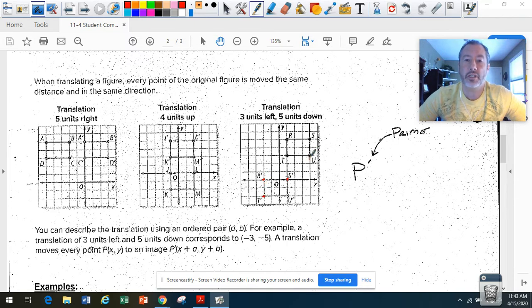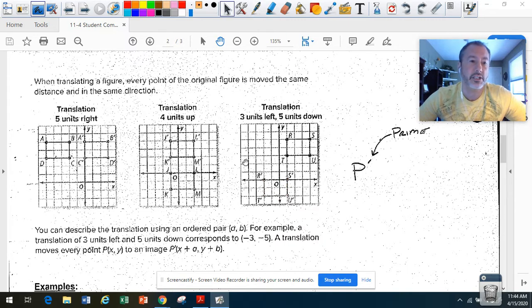And finally with the U, move it left 3: 1, 2, 3. Down 5: 1, 2, 3, 4, 5. There we go. Then connect your points, and this is your new prime image here. Okay, very good. Now, what if we wanted to do it into some type of an equation form?